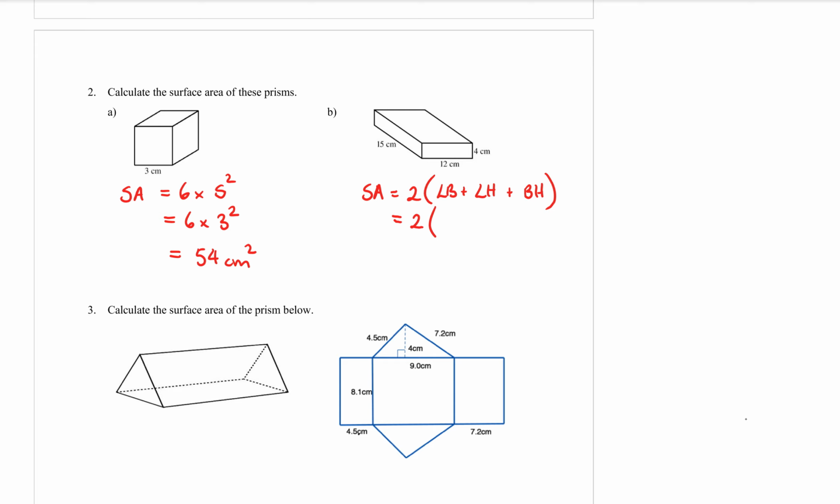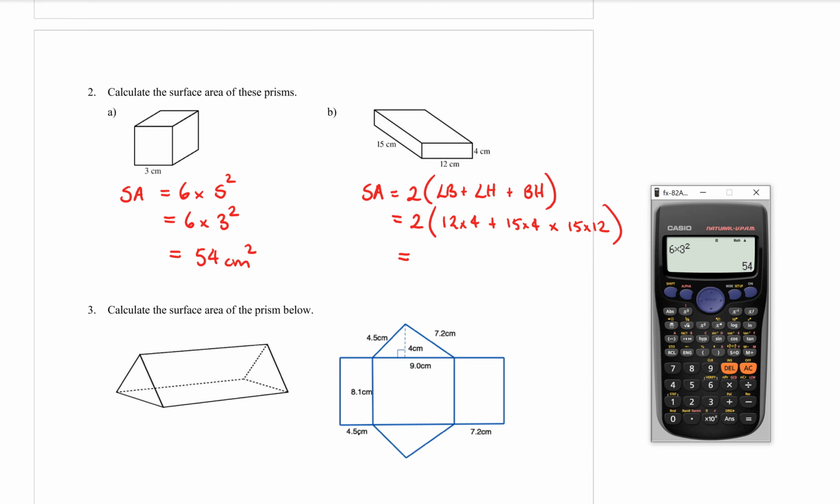I'm going to start with this little rectangle on the front, which will be 12 times 4. Then I'm going to go to the long skinny one on the side, which will be 15 times 4. And then I'm going to go for the big one on the top and the bottom, which will be 15 times 12. Okay, as long as you have the 3 different ones there. So 2 times by 12 times 4 plus 15 times 4 plus 15 times 12.